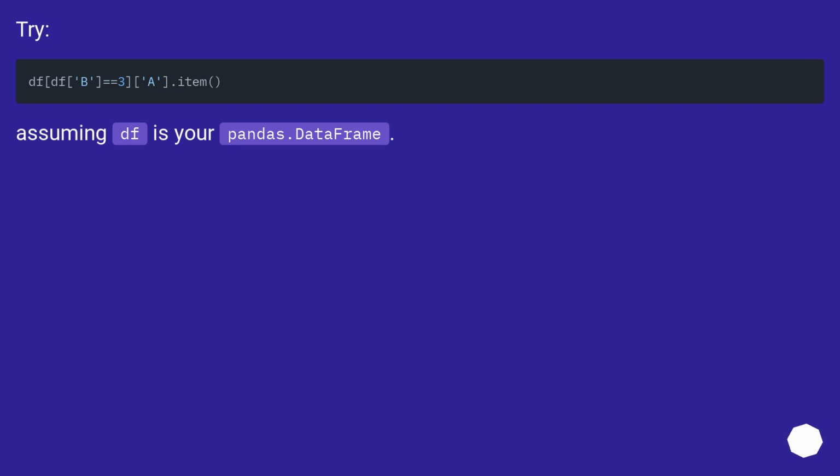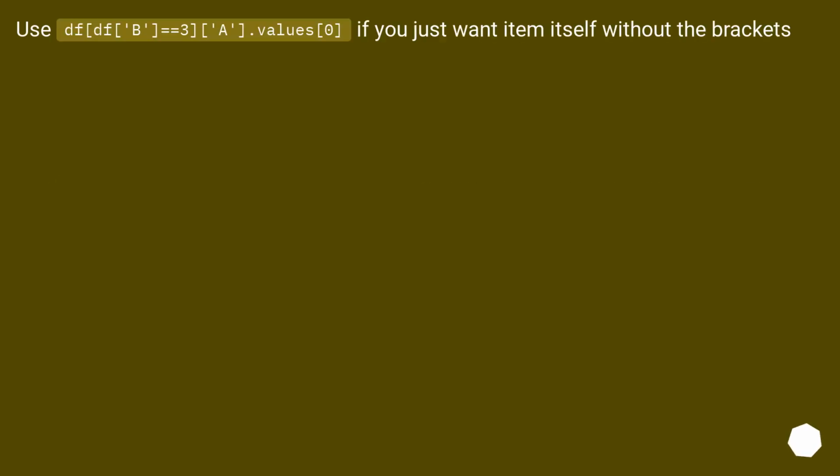Assuming df is your pandas DataFrame, use df[df.b == 3].a.values[0] if you just want the item itself without the brackets.